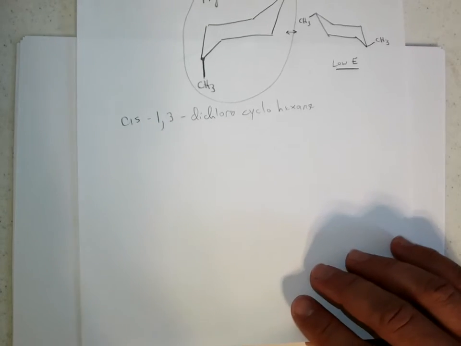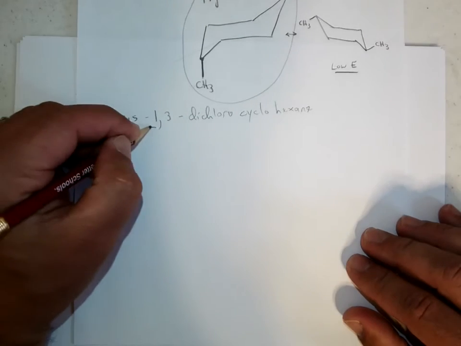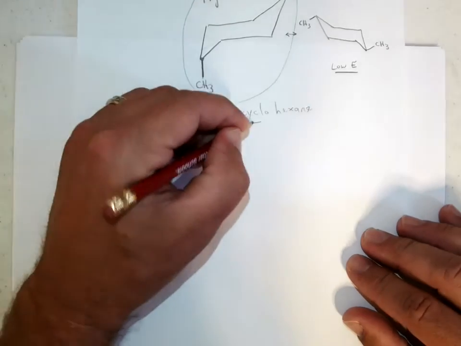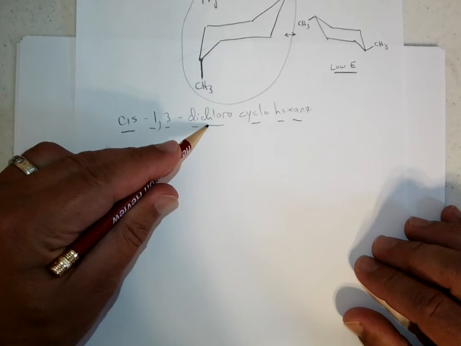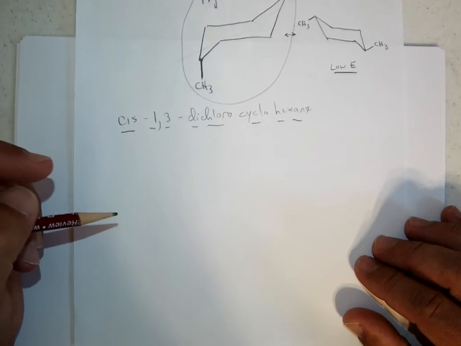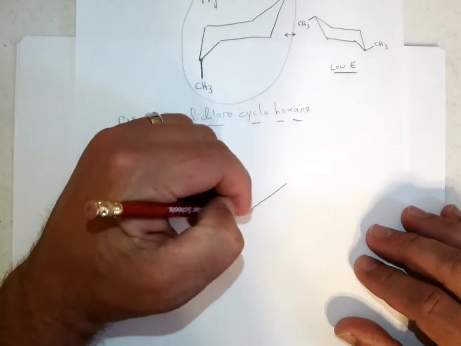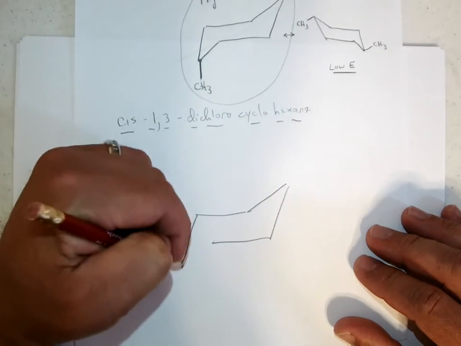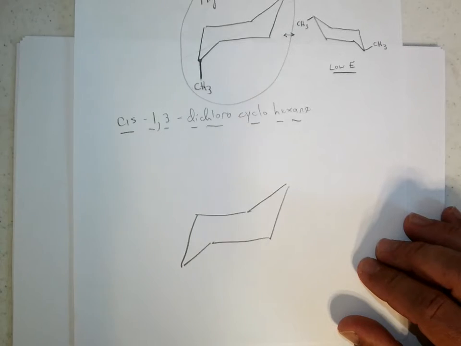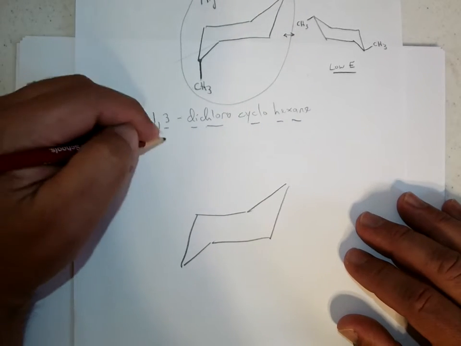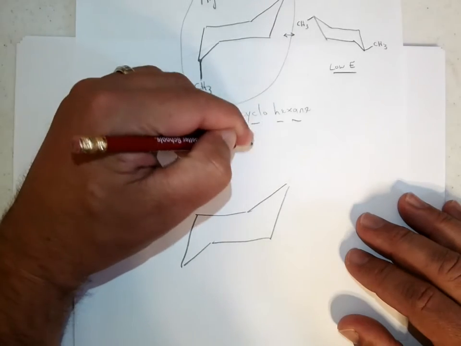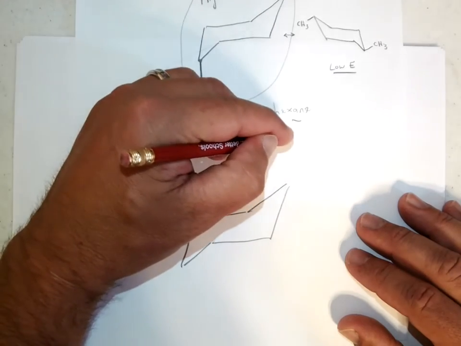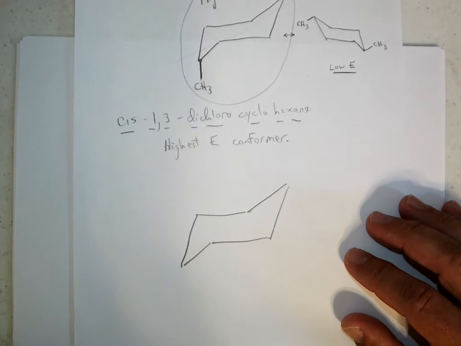The second question has a cis-1,3-dichlorocyclohexane. So in this one, we have to make sure we put chlorines and not methyls. Sometimes people just imitate what they did on the last one. We again are looking at a chair form of the cyclohexane, which we draw like this. And we also still want the highest energy conformer. Although that's weird because it generally exists in the lowest energy conformation. Question-wise, this is just to probe your understanding.